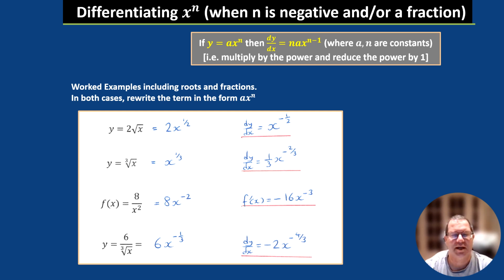If f of x equals 8 over x squared, that is the same as 8x to the power of negative 2. To differentiate that, we times by negative 2, which gives us negative 16. Subtracting 1 from the index gives us negative 3. So the answer is f dash x equals negative 16x to the power of negative 3. And then finally, if y equals 6 over the cube root of x, that's the same as 6x to the negative a third. Multiplied by negative a third, we get negative 2. Negative a third take away 1 is negative 4/3. So the answer is dy by dx equals negative 2x to the power of negative 4/3.